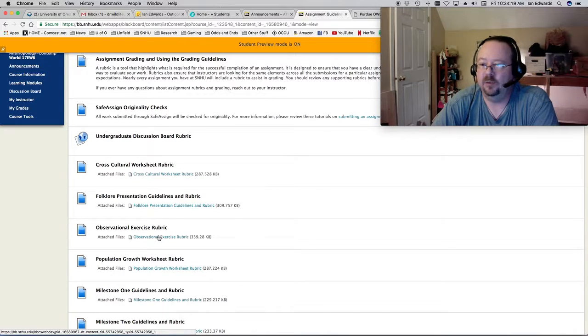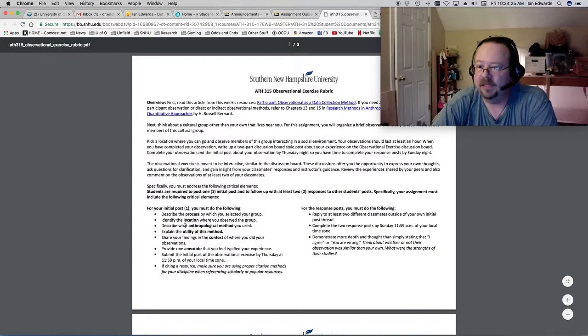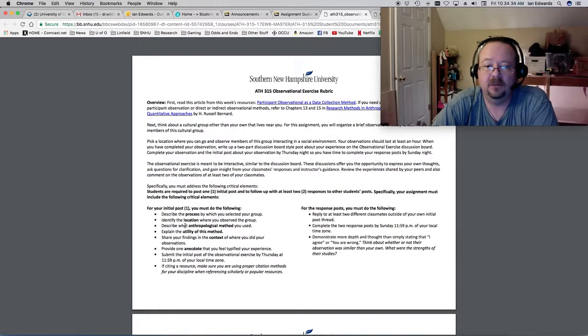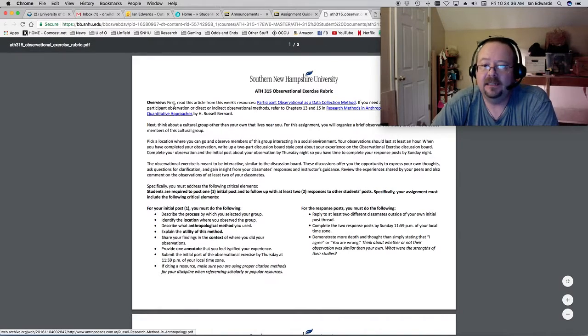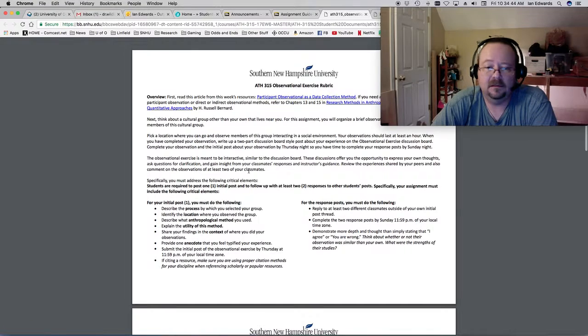Observational exercise rubric. Okay, so this will be for one of your assignments. You pull it up. It's a downloadable PDF, so I suggest you download it and have it on hand when you draft your response to that particular prompt. You'll see it gives you a nice overview at the top. I'll give you more insights on that in my weekly announcements.